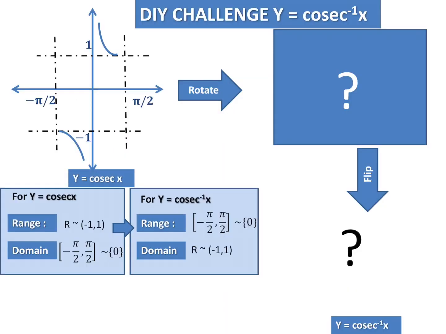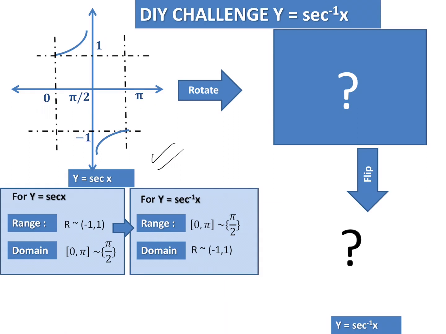So here is the base graph for cosec x. Please try to rotate and flip this graph. If you got the answer, please comment. Let me know whether the trick is helpful to you or not. Yes, you already know the base graphs in your textbook. Try to match it with the graph which I have given to you.